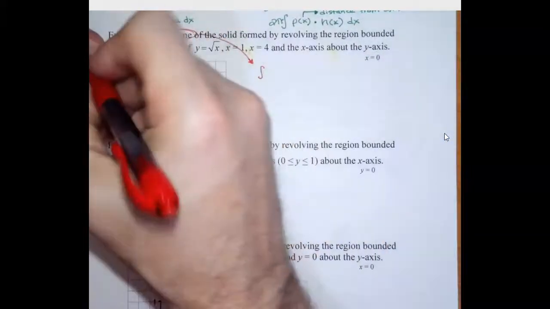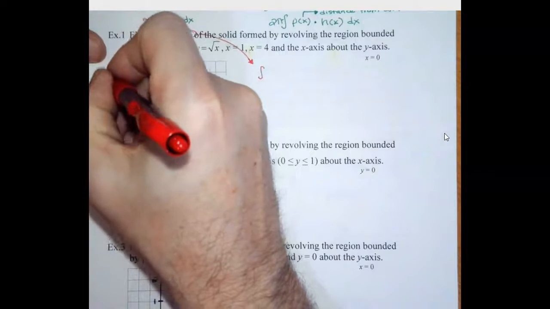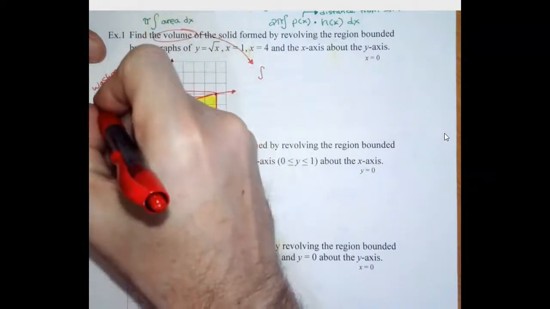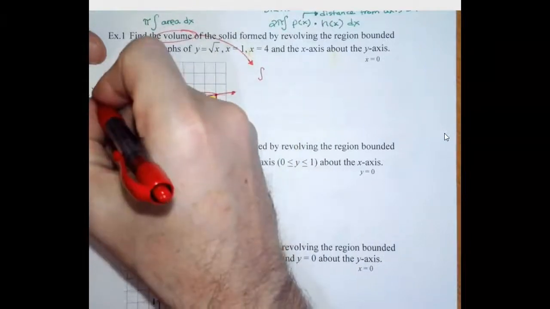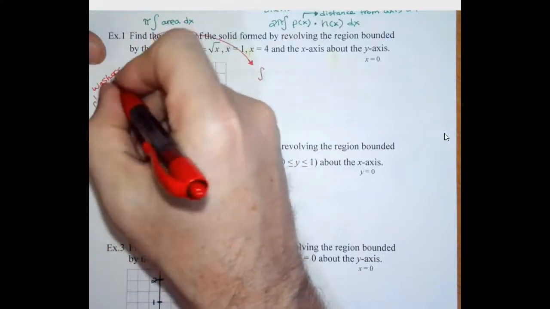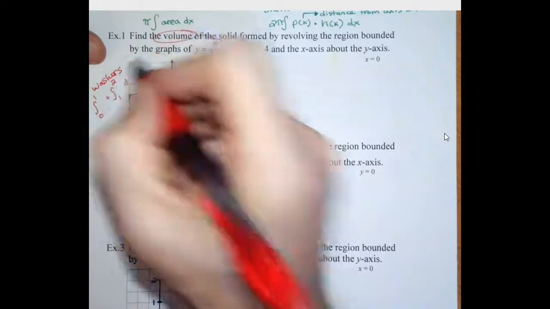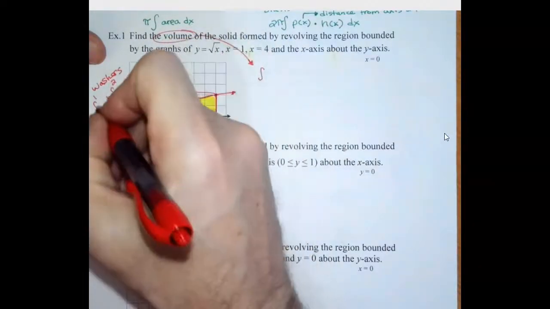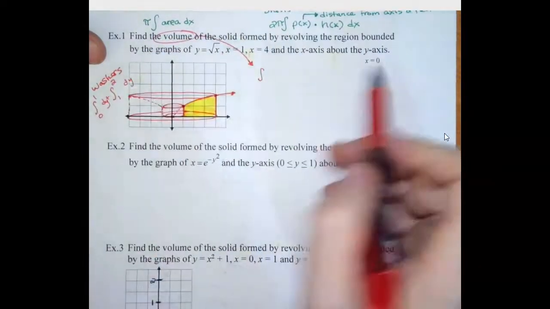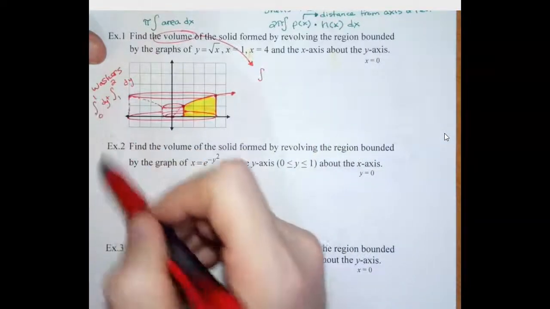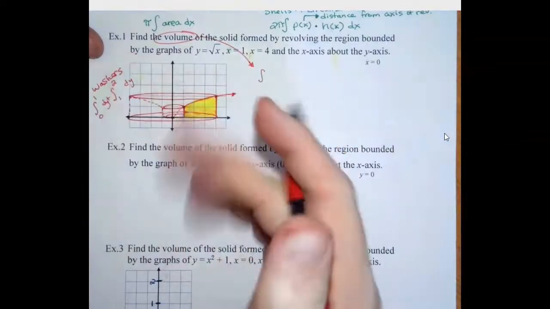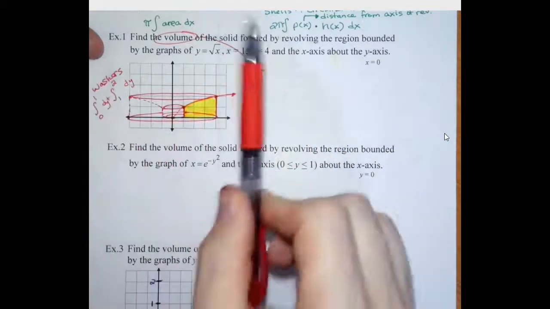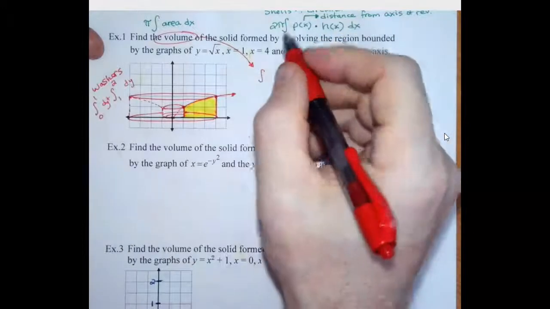With the washers, we would have 0 to 1 plus 1 to 2, and those would be dy instead of dx, because it would be the opposite. So that's probably going to be more complicated. So we want to stay with dx and we want to use shells. Shells are the same. Since that's x, that'll be dx.